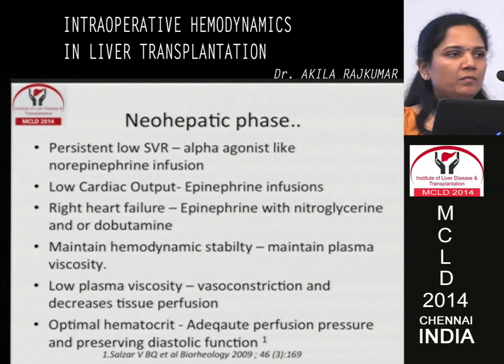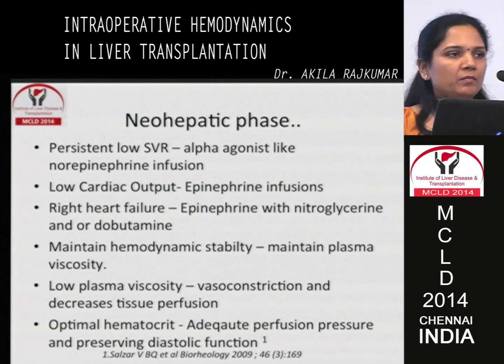The neohepatic phase: from now on, the hemodynamics is going to depend on the graft function. If the graft takes up well, it's all going to be normal. If the patients have persistent low systemic vascular resistance, you try an infusion of an alpha agonist like norepinephrine. It just works very well. When there is evidence of low cardiac output as well, you try epinephrine infusions.